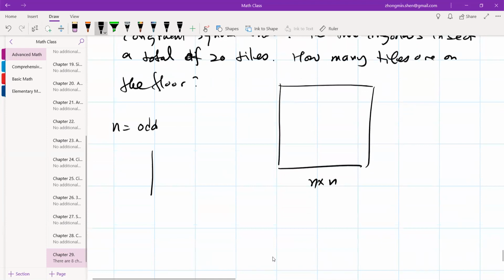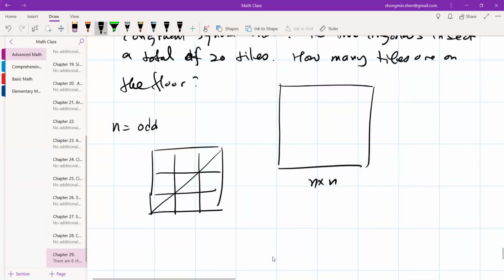If n is odd, let's look at the case of 3 by 3. Okay, 3 by 3. Then it looks like that, right? If n is odd, how do you count them? There's one overlap, right? First of all, the one diagonal intersects n tiles. Another diagonal also intersects n tiles. Okay, but there's one overlap in the middle, so it's minus 1.